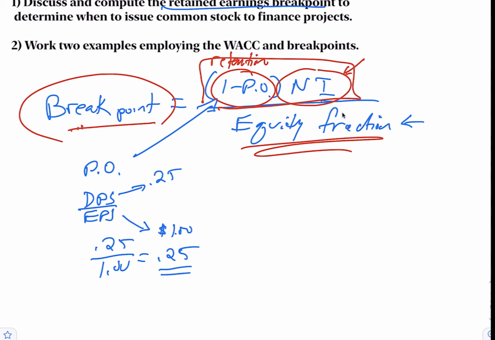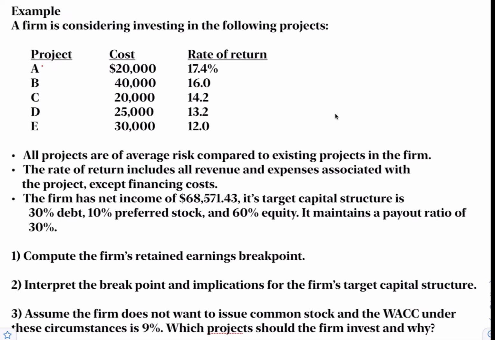So let's look at an example. A firm is considering investing in the following projects, A through E. The costs are listed there and the rate of return is listed there. Let's go through the footnotes of the problem. It says all projects are of average risk compared to existing projects in the firm. That's good to know.